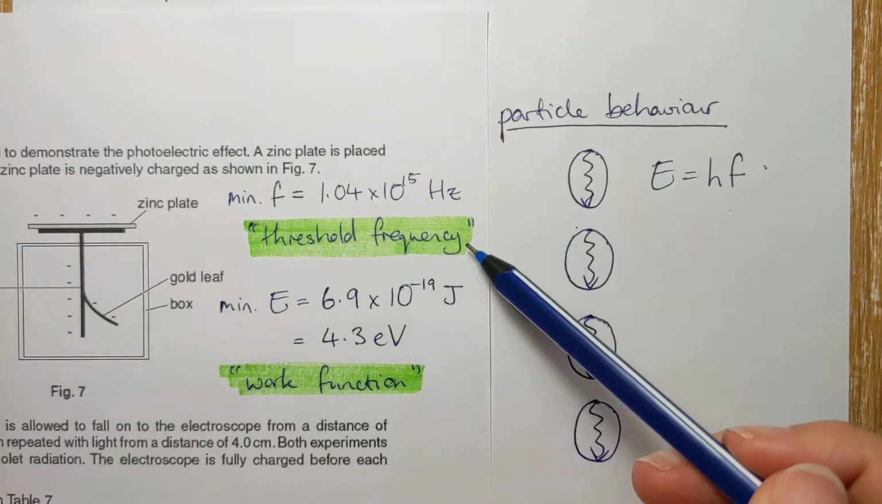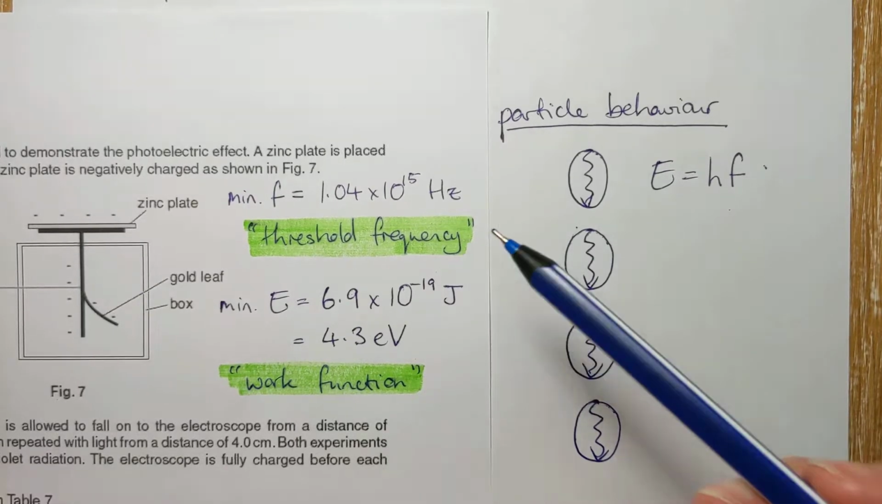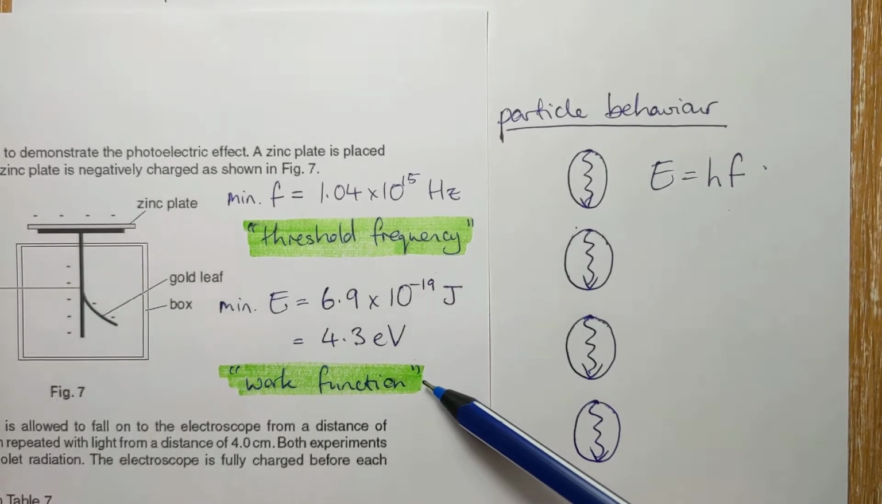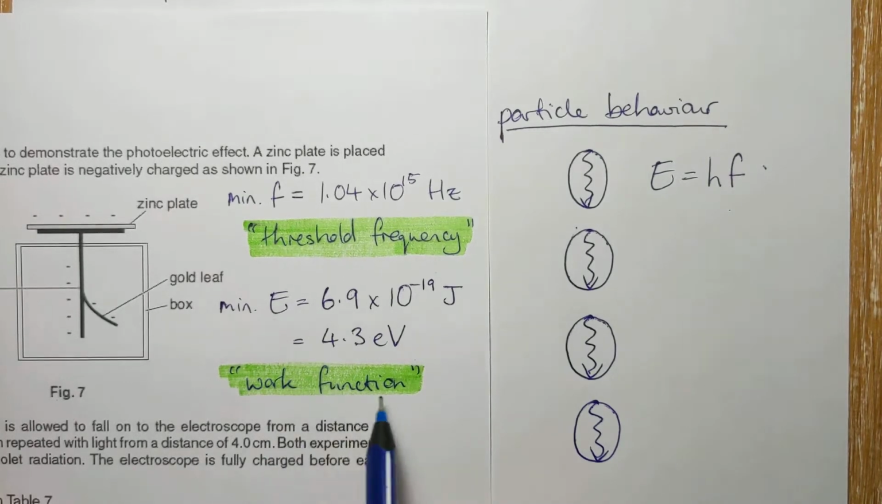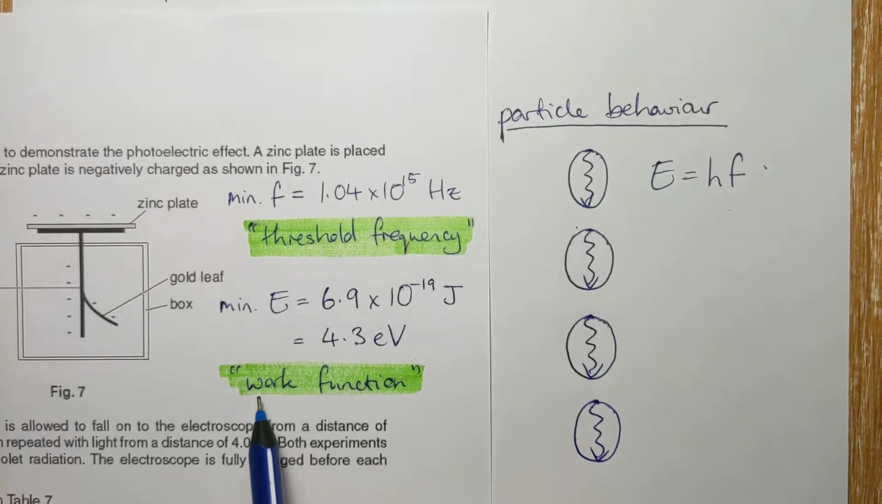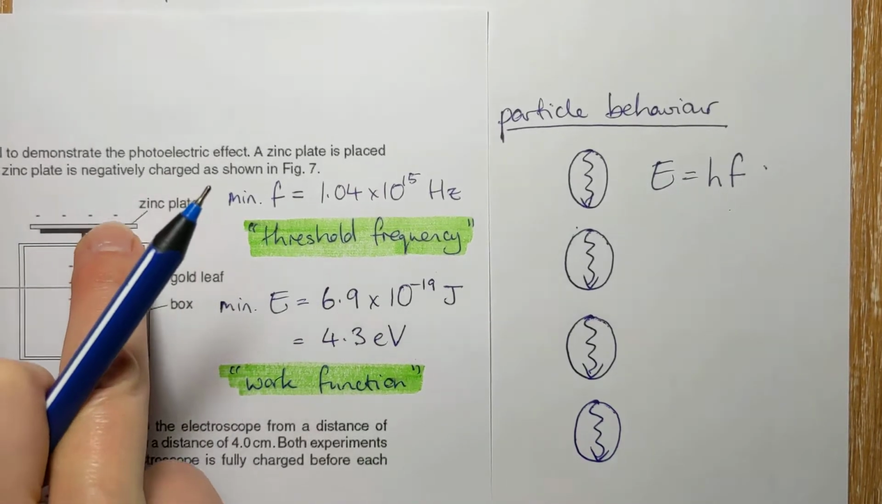The threshold frequency of a metal is the minimum frequency of light that causes photoemission, and the work function of a metal is the minimum energy of a photon that causes photoemission. But note that the definition of work function is that it's the minimum energy required by an electron in the surface of the metal that allows it to escape.